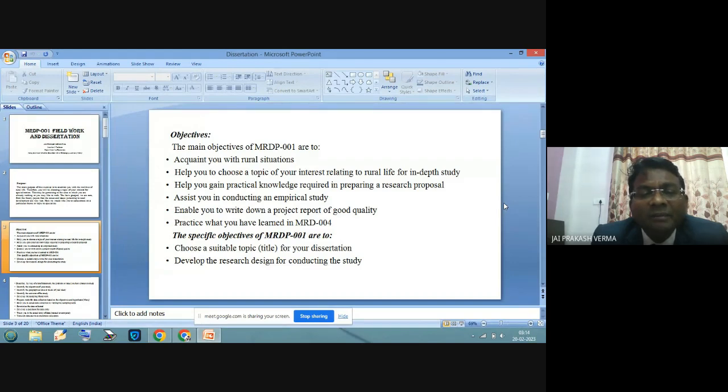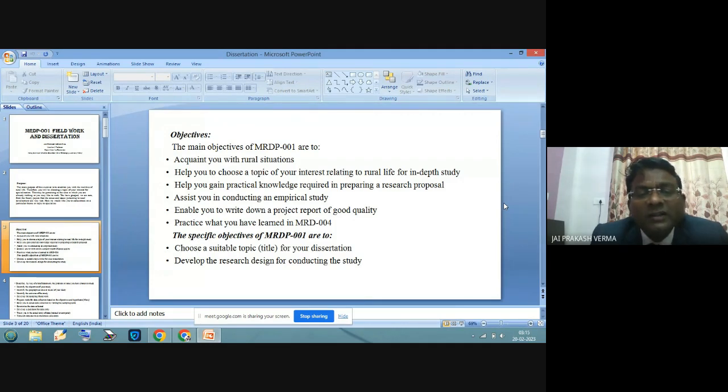It helps you gain practical knowledge. I have already discussed field work study, which is related to the practical knowledge required in preparing a research proposal. If you want to prepare a research proposal, you must have some practical knowledge about rural people and grassroots realities about communities. This dissertation will help you go into that community and acquire knowledge from it.